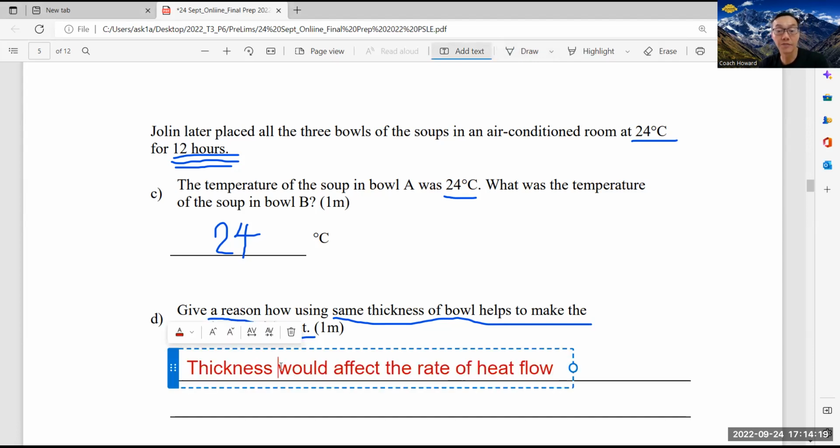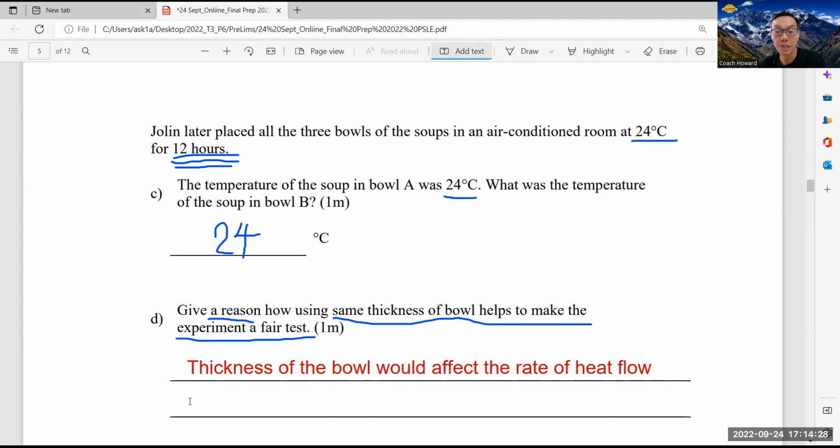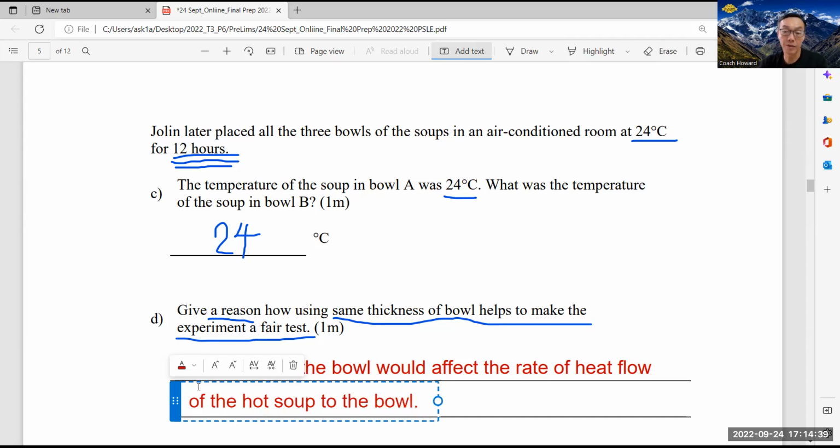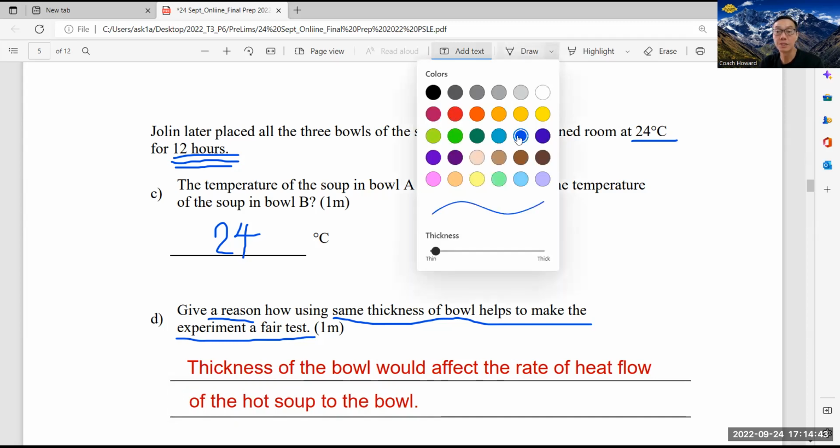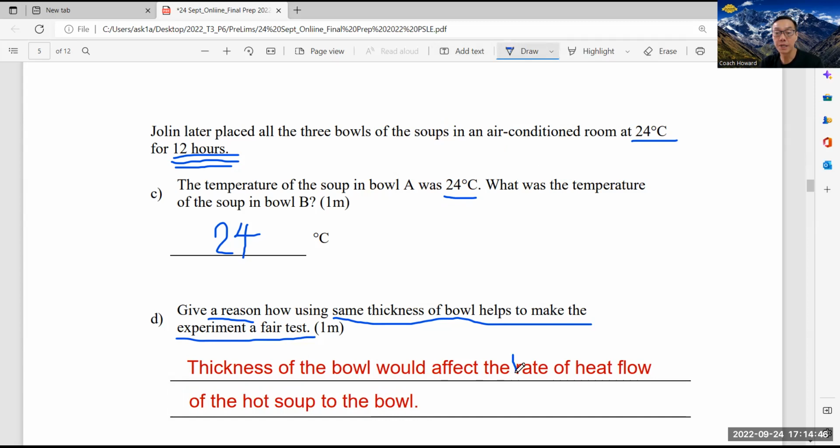The thickness of the bowl would affect the rate of heat flow of the hot soup to the bowl. Okay, the rate of heat flow. So this is the keyword here, this part. This is the keyword, the rate of heat flow.